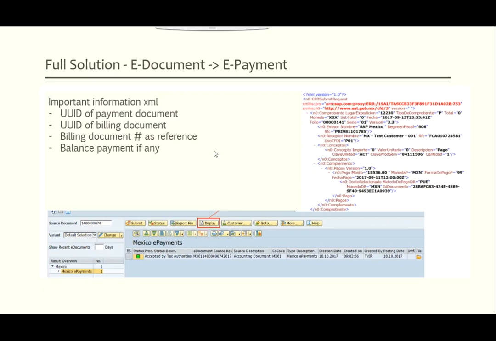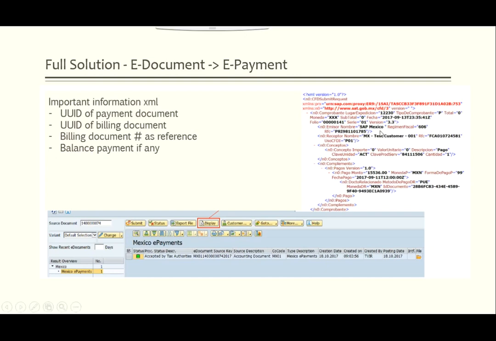And here you can see one of the XML files that was generated out of the e-payment. Here you can see the UUID, and this is for the Mexican currency, 15,536 pesos. This XML contains the UUID of the payment document, the UUID of the billing document, which is the reference document, and the balance payment, if any, in case of partial payment.